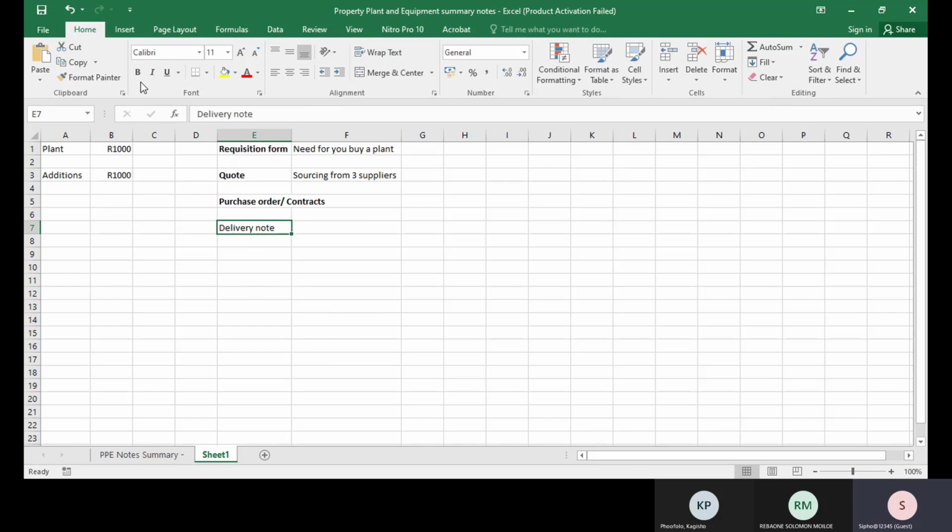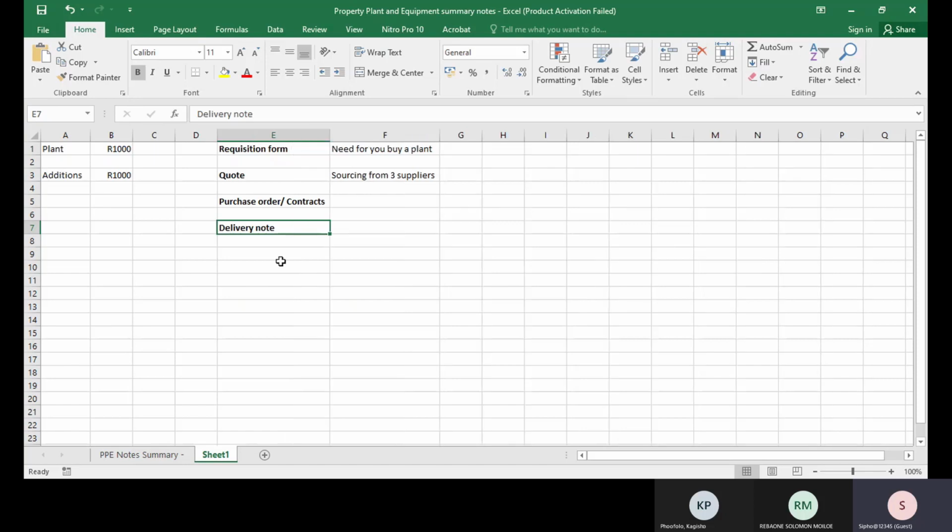This is a key document, boss. This one here, the delivery note, is a key document, because that's when you're going to know whether the risk and rewards of ownership have passed. You see? And then that's when you're going to know whether you can recognize an asset or not. Because once you get the delivery note you sign, you are basically accepting that you have received the asset and you are happy with that asset. And then you are giving the supplier the permission to then invoice you. Am I right?